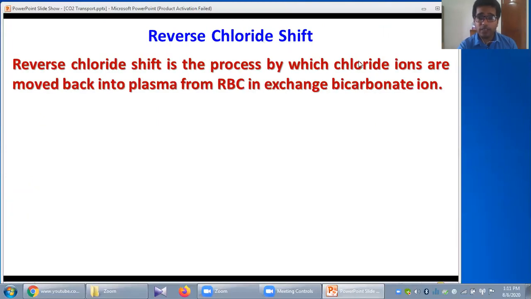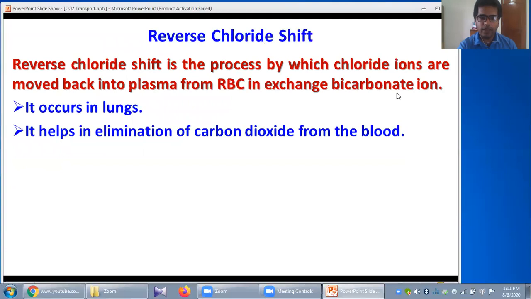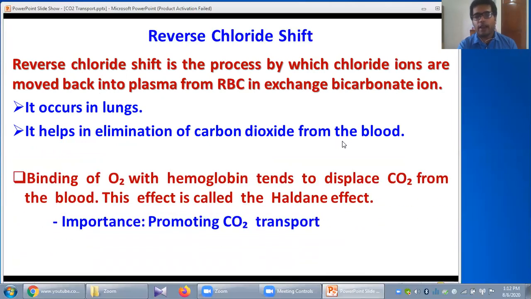Now here you can see what the reverse chloride shift is. It is the process by which chloride ions are moved back into the plasma from the RBC in exchange for bicarbonate ion. It occurs at the lung level, or at the level of the pulmonary capillaries, whereas the chloride shift occurs in the tissue capillaries. And you have seen that this reverse chloride shift mechanism helps in the elimination of carbon dioxide from the blood. And I have already explained what the Haldane effect is.